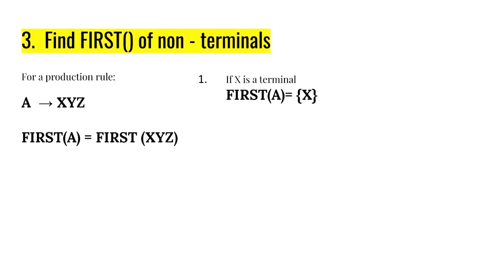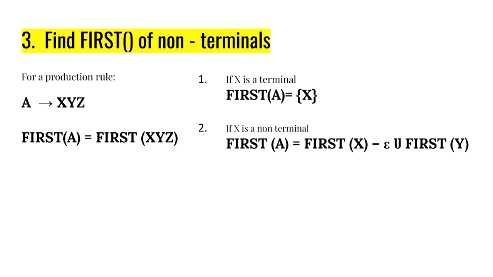So if X is a terminal, the first of A will be the set of X. A set is written in curly braces notation. If X is a non-terminal, then first of A will be first of X, and if first of X contains epsilon, you have to remove that and then find the first of whatever is next to X, that is Y. Let's see the example to remove the confusion.